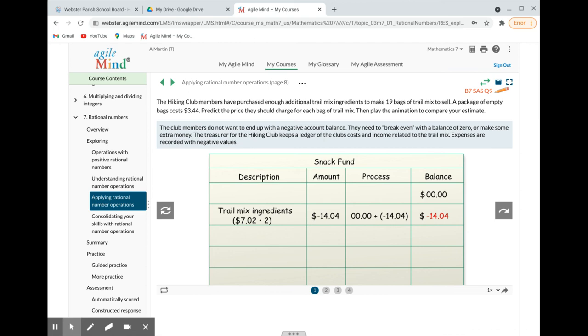Then play the animation, compare your estimate. The club members do not want to end up with a negative account balance. They need to break even with a balance of zero or make some extra money. The treasurer for the hiking club keeps a ledger. In the ledger, the club costs and income related to the trail mix expenses are recorded with negative values.